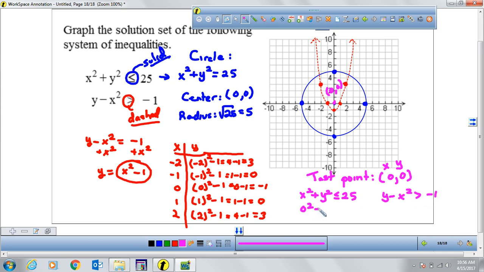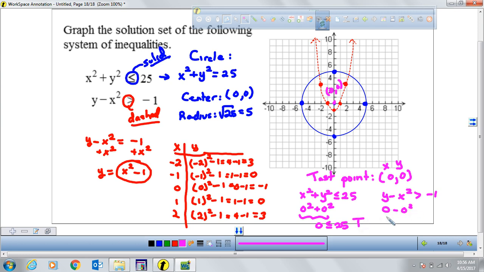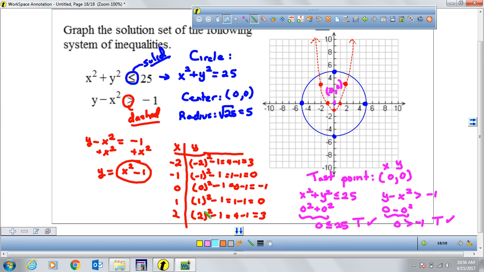So if I put 0 squared plus 0 squared, that is going to be 0. Is that less than 25, true or false? That is true. 0 minus 0 squared, that is also going to be 0. Is that greater than -1, true or false? That is also true. Since 0, 0 makes both of them true, that means also that any point where the 0, 0 is, which is this little piece inside of the circle and inside of the parabola, is going to be true on both inequalities. So we shade in all of the inside of this little piece right here, where the 0, 0 is located.